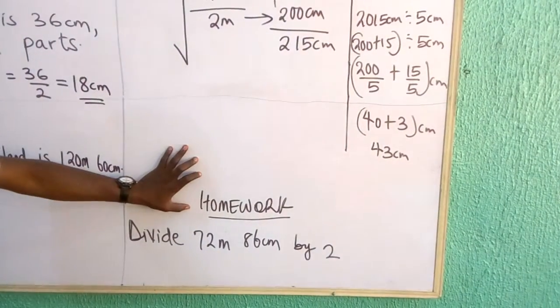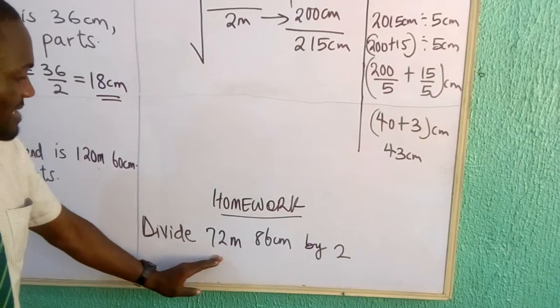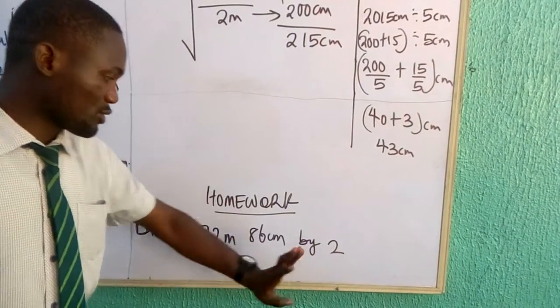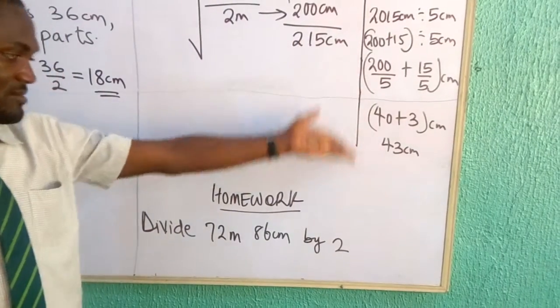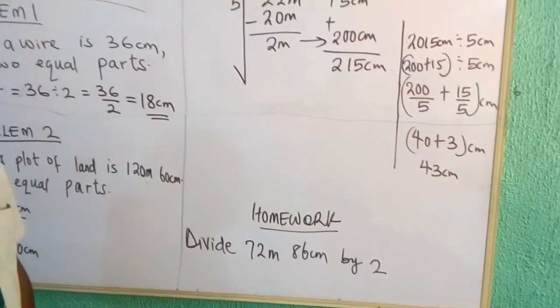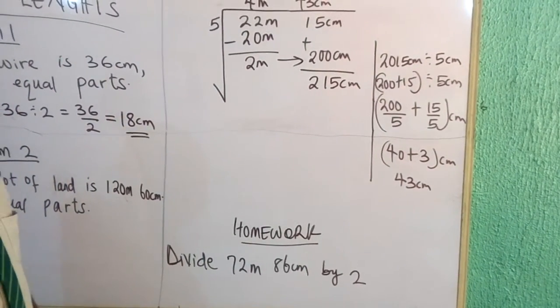Here on the board is a homework for you. You're to divide 72 meters 86 centimeters by 2. You can go by the long division table, or you can split it just like I did. And we will try our best to assess you and see how well you've attended the question.